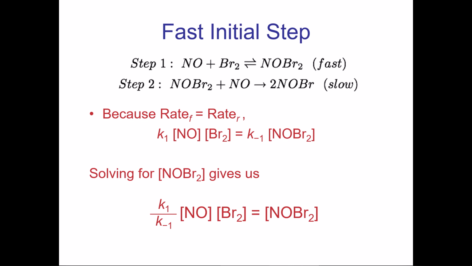So we're going to say the rate of the forward reaction is based on K times NO times Br2, and then the rate of the reverse reaction, K to -1, just indicates that it's going backwards, times NOBr2, which would be the reactant of the reverse. We set those two equal to one another. We're solving for NOBr2 so we can substitute it in. And when we do that, we divide by our K minus 1 to give us our ratio of Ks times NO times Br2.